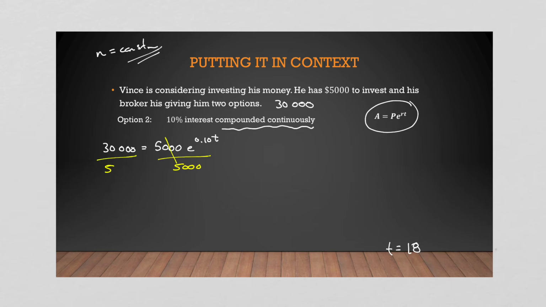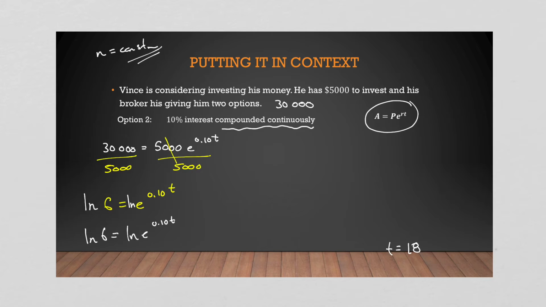Boom, boom, and we get 6 equals e^(0.10t). Now you could do the same approach we did on the last one where you convert into log form, but in this case I'm going to show you that we can just take the log of both sides. But since we're dealing with e, we don't necessarily have to take the log base 10 of both sides. Let's just default to the natural logarithm of both sides, because now we have the natural log of 6 is the natural log of e^(0.1t).